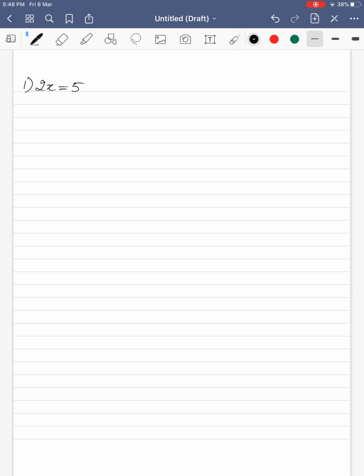When I have to change the subject of formula and make x the subject here, I need to make sure that x is alone on one side. In order to do that, I need to move the 2 to the other side. But I have to do this by the proper rules.